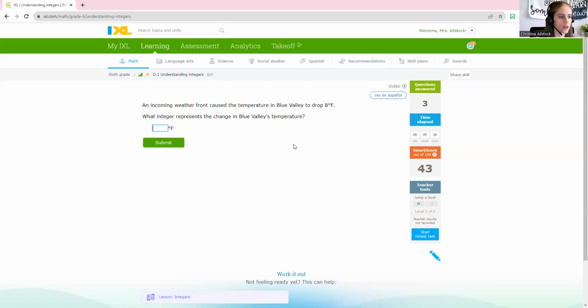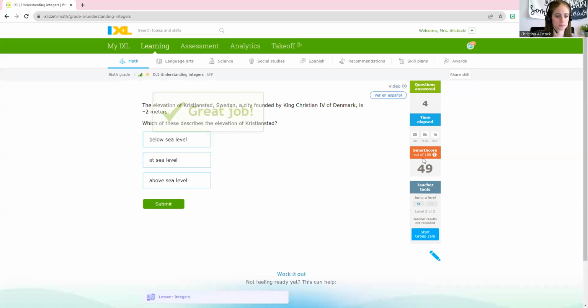All right, an incoming weather front caused a temperature in Blue Valley to drop 8 degrees Fahrenheit. What integer represents the change in Blue Valley's temperature? Well, it says we're dropping 8 degrees. So if we're dropping, we're decreasing. So that would be represented with a negative 8, a negative number.